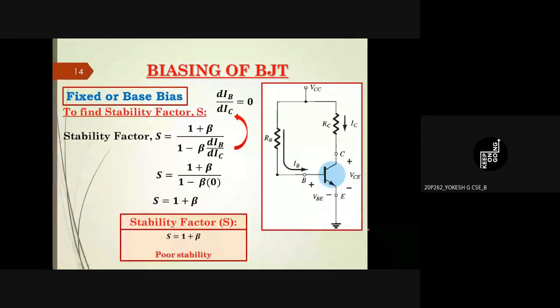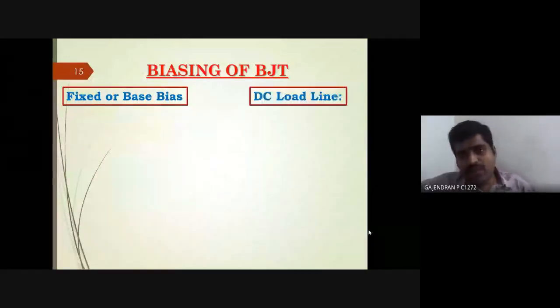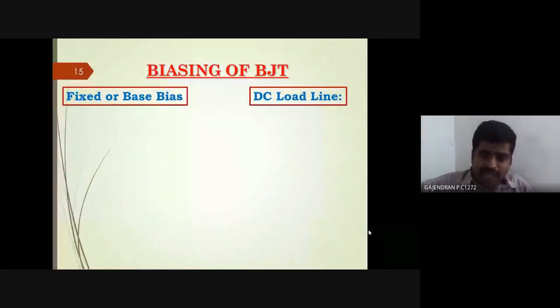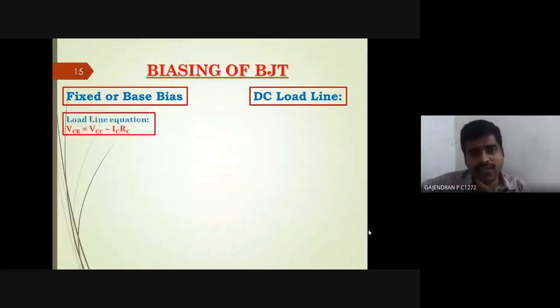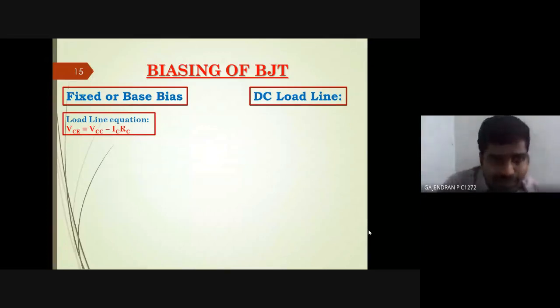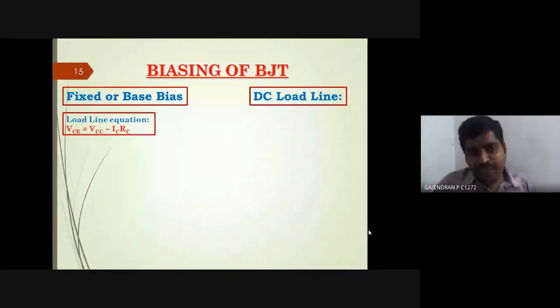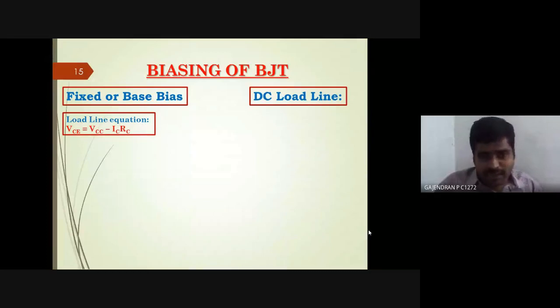Yes, sir. Now what we are going to do, we are going to draw the DC load line in the fixed bias. If we draw the DC load line, we can find the Q point. Correct? So DC load line, how are we going to draw? For the DC load line, we always take the load line equation or your output equation. Correct, sir? What magic do we need to do to get points A and B? Can anyone tell me? A and B are the 2 points. One is the saturation point, another one is the cutoff point. Please tell me what we need to do to attain the load points.